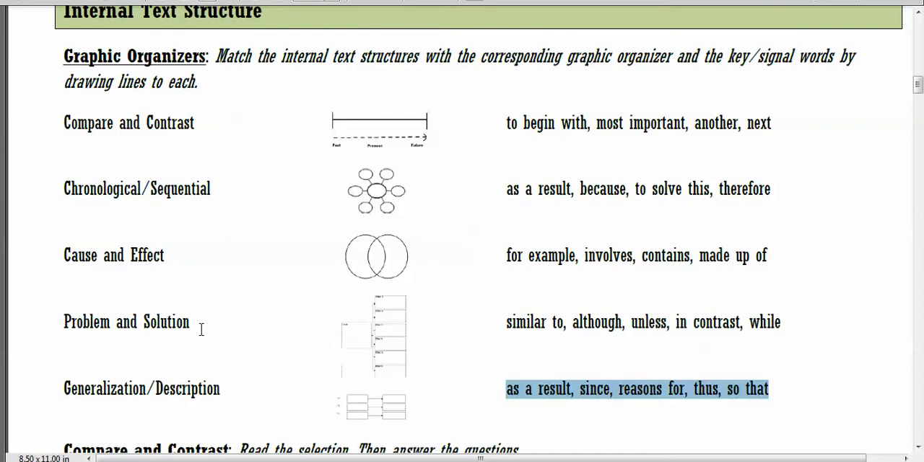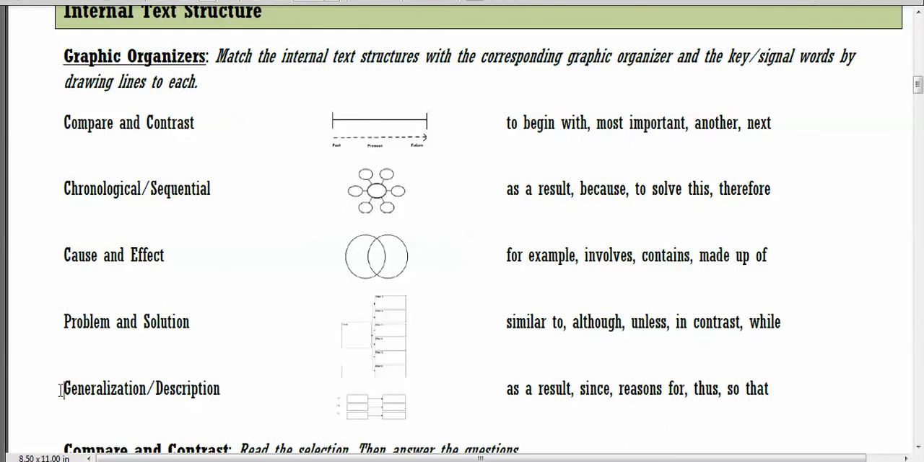In problem solution text structure, this is where the writer will present a problem and possible solution. You could have multiple problems and multiple solutions. For this one, you might see very similar words to what you saw in cause and effect. You might see as a result, because, to solve this, therefore. For your purposes, assume that most problem solutions are going to say, a dilemma that we're feeling is, and then they may tell you the dilemma or the problem. Or a possible solution might be, they're going to be really direct with you. In this type of graphic organizer, you might see something like this. You could also see something like this.